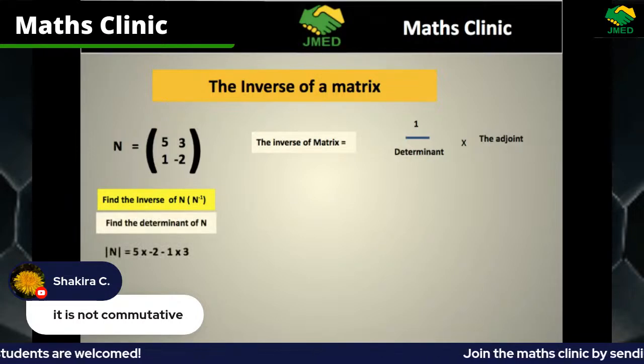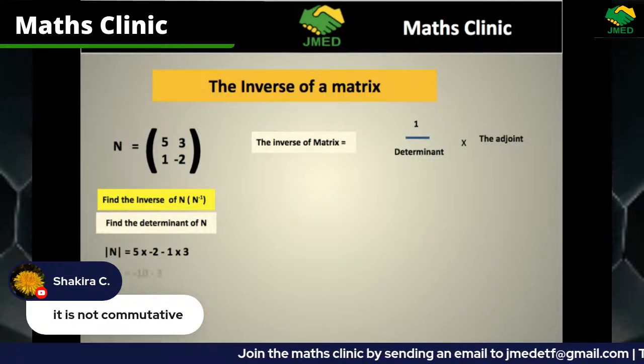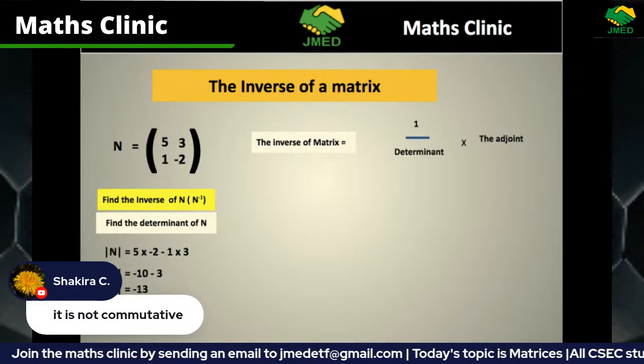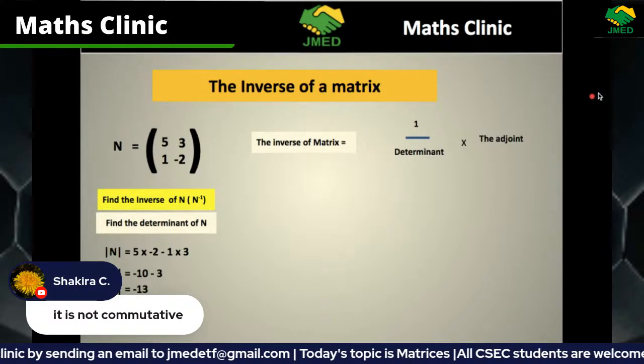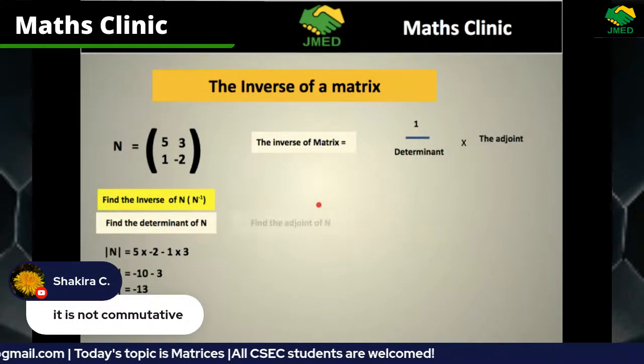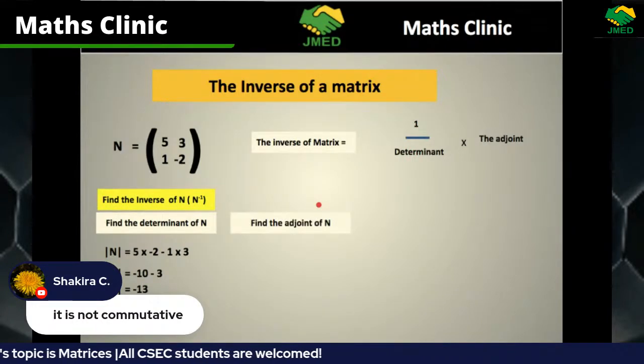We know how to do that. Leading diagonal, take away the other diagonal, multiply. -10 minus 3 gives us -13. So we have found the determinant. That's the first part of the formula. Okay, 1 over that.